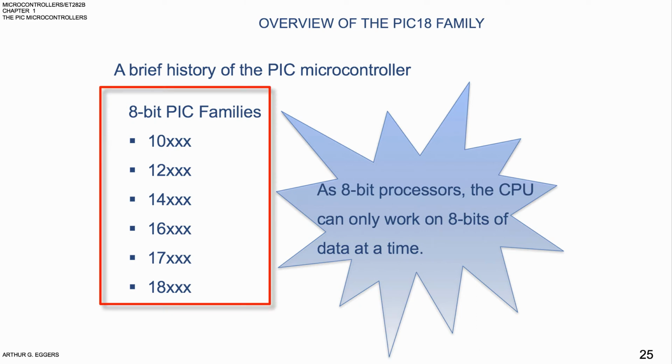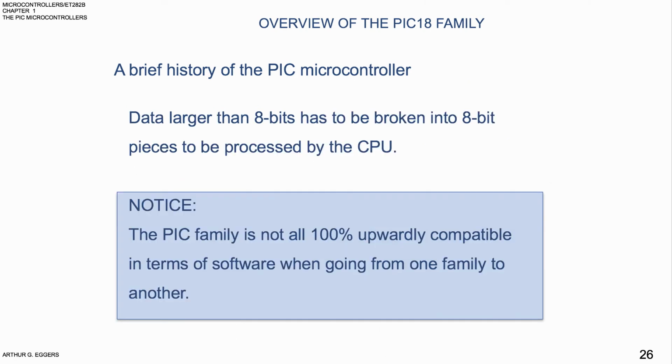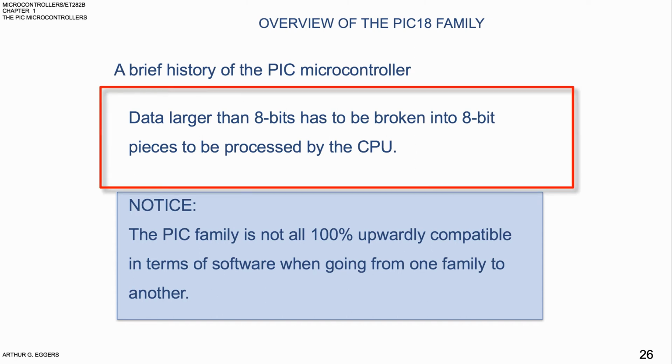Since the introduction of the PIC16, they've introduced an array of 8-bit microcontrollers, too numerous to list here, but you can see they have families from 10 to 18. They include the PIC families of 10, 12, 14, 16, 17, and 18. They are all 8-bit processors, meaning the CPU can work on only 8 bits at a time. Data larger than 8 bits has to be broken into 8-bit pieces to be processed by the CPU.